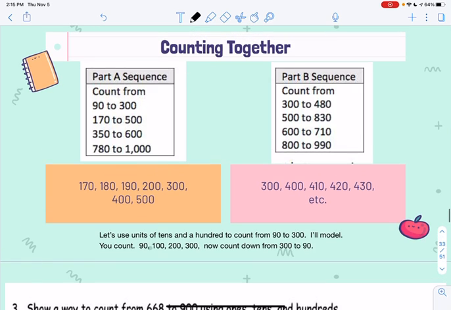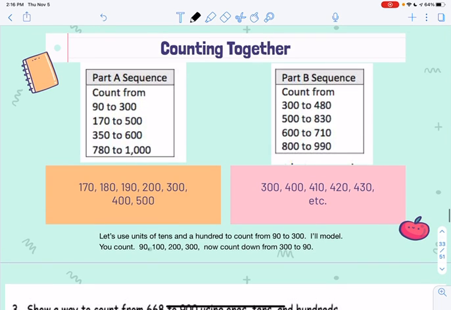All right, now we're going to count together. So, we're going to count 90 to 300. So what I'm going to do is I'm going to start with tens so I can get up to 100, which is my benchmark. A benchmark is a number such as 10, 100, or 1000, or anything that has a zero where you can start using another number to count.